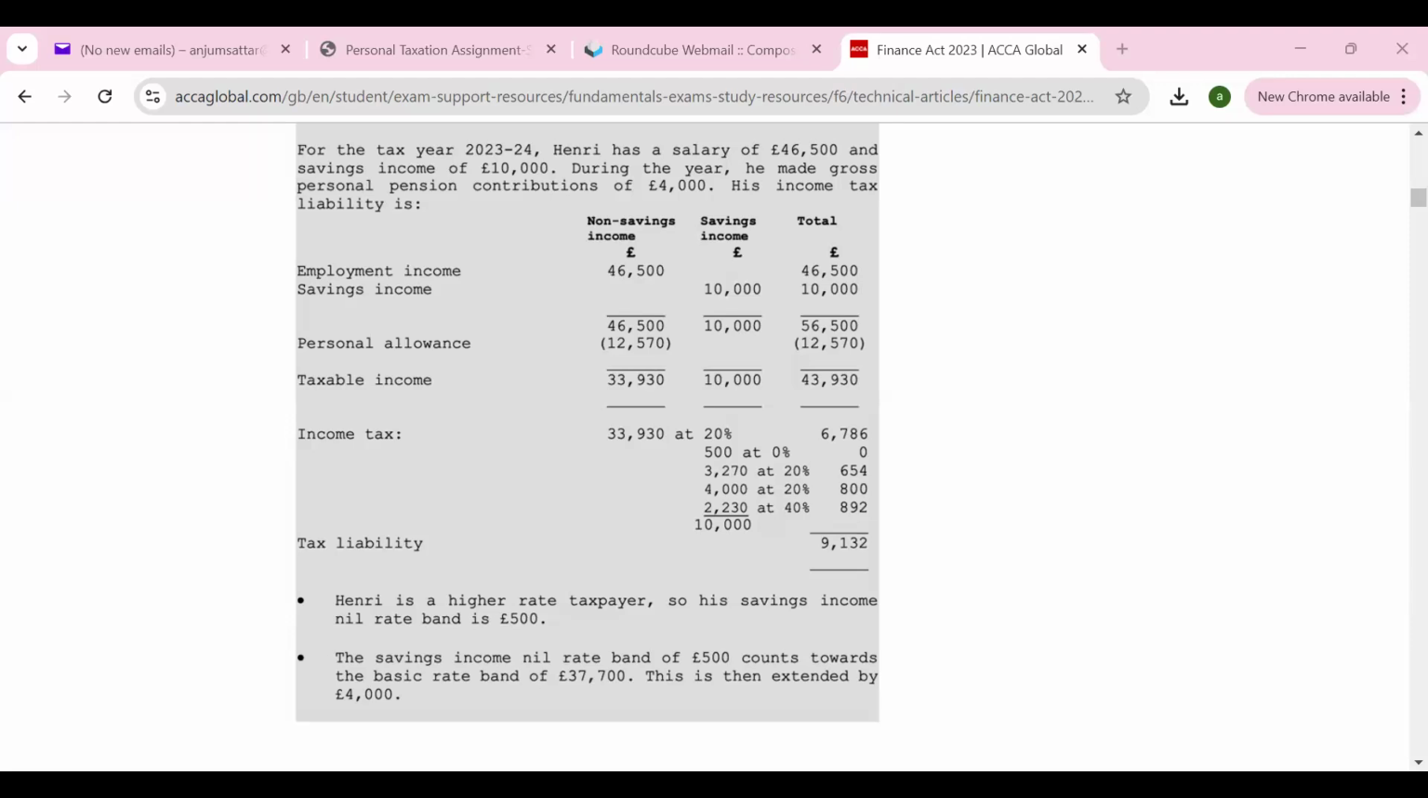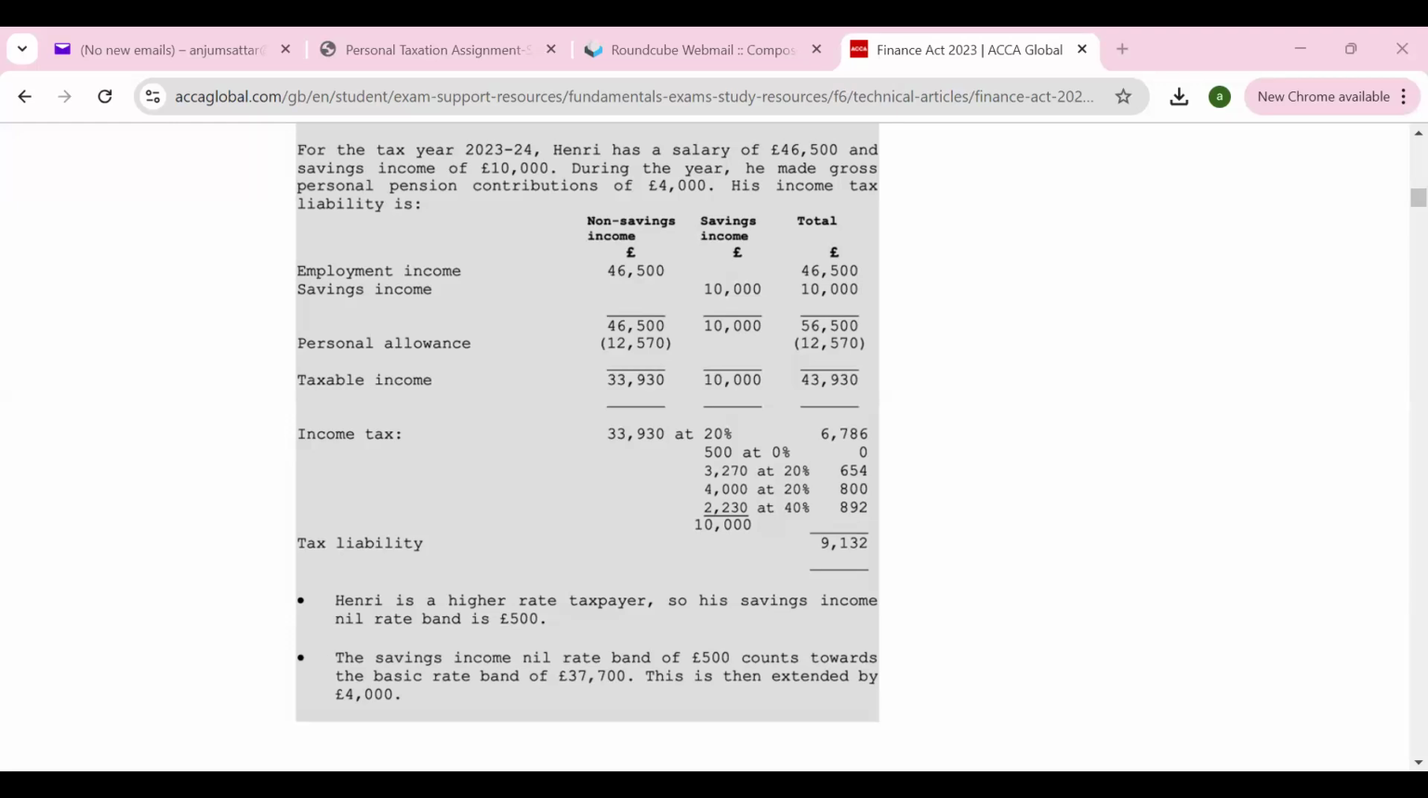So where I got it, now underneath we can say "during", so you can interpret the figures and contextualize what the figures indicate. If you want to do it like this, you can, or you can give the scenario. Like here, Henry has this salary, this savings income, this pension contribution, and we will calculate the tax liability.